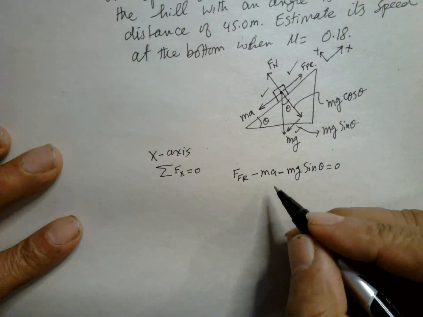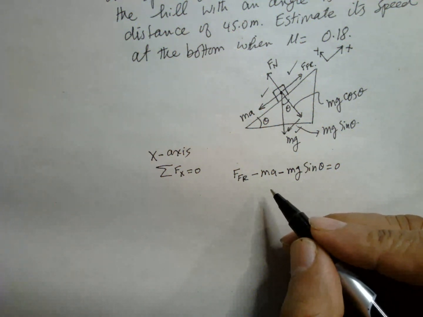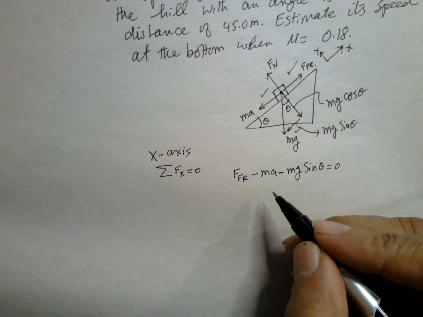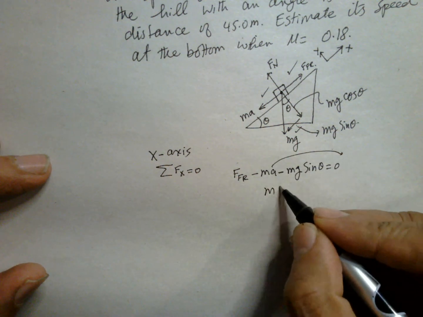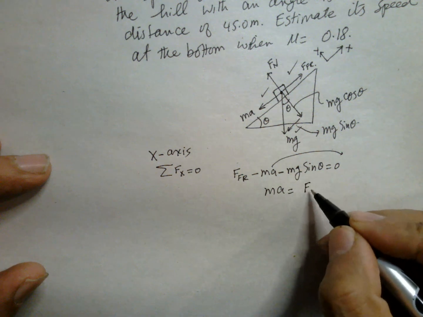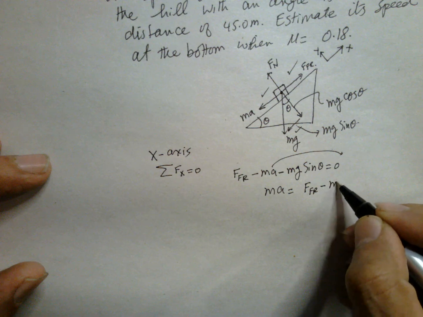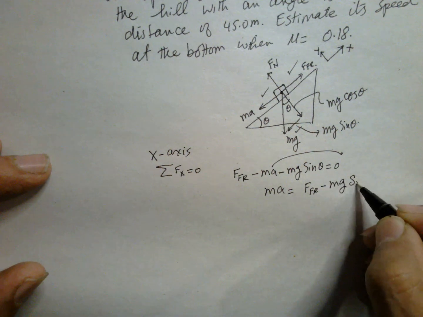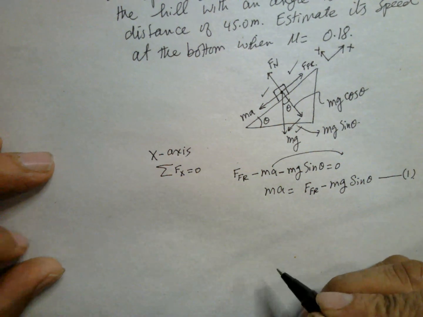So from here we can find out ma. This will go on the other side. So ma is equal to the friction force minus mg sine theta. This is equation 1.